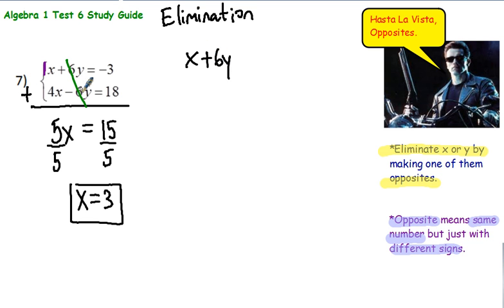What happened with the y's again, by the way, is they eliminated. So that's why the eliminator, hasta la vista, opposites. Right? So that's what we're getting rid of. We're getting rid of the opposites. x plus 6y equals negative 3.